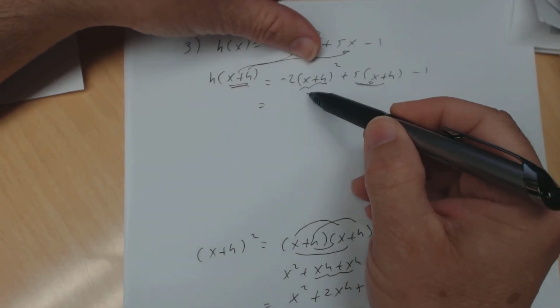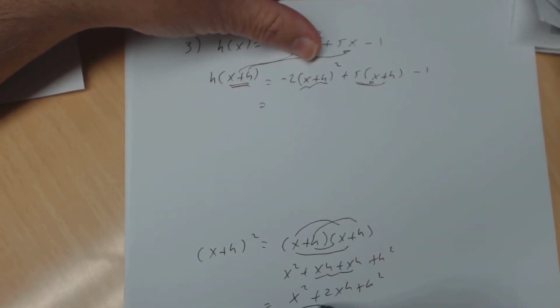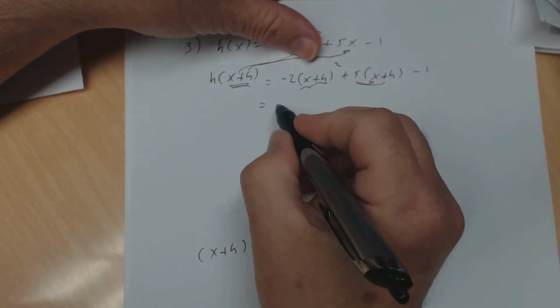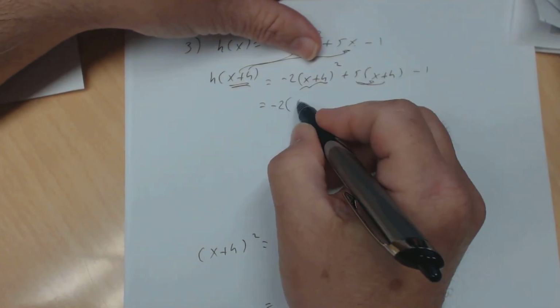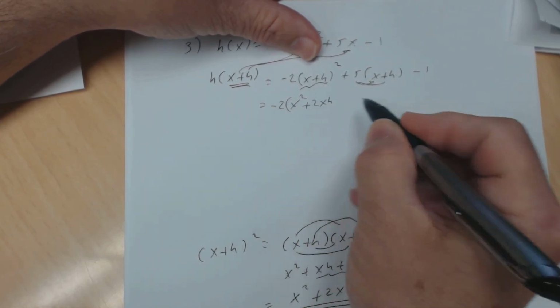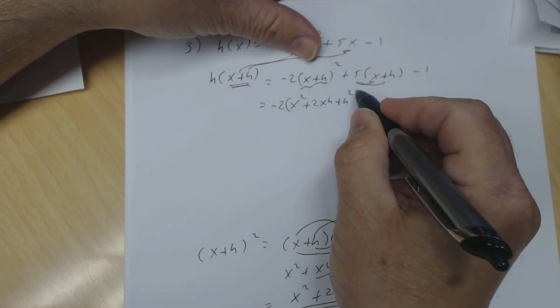That's just this. All of this right here, and that's where you have to be careful. All this right here has to be multiplied by negative 2. So I'm going to write it like this. Notice how I'm writing it. Negative 2 times x squared plus 2xh plus h squared.